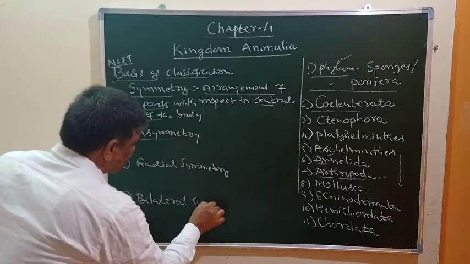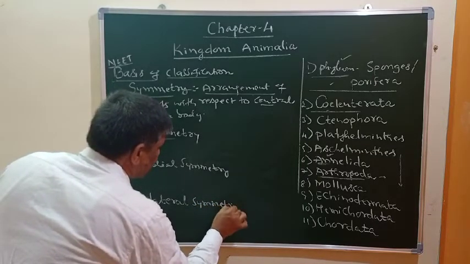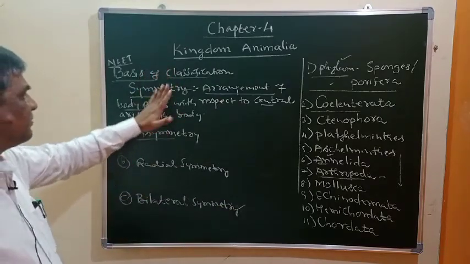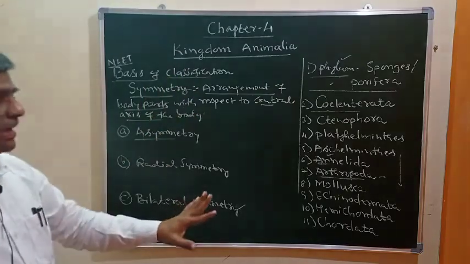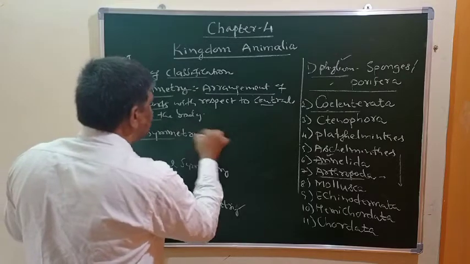Bilateral symmetry. So these are the three different types of symmetry which you can notice in case of animals. This is with respect to the central axis of the body. How the different body parts are arranged is called symmetry. Now let us understand what is the meaning of asymmetry.